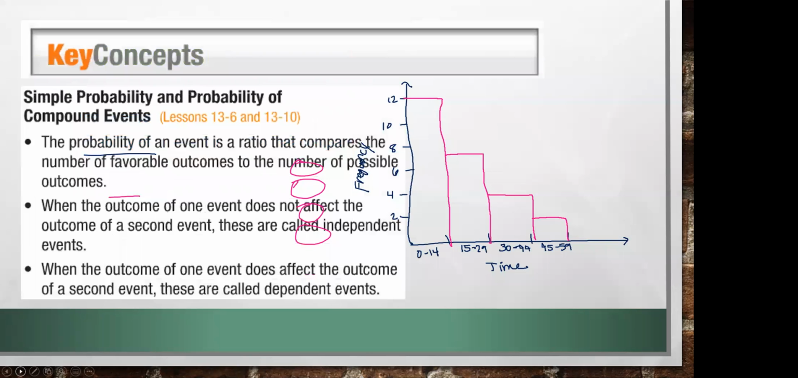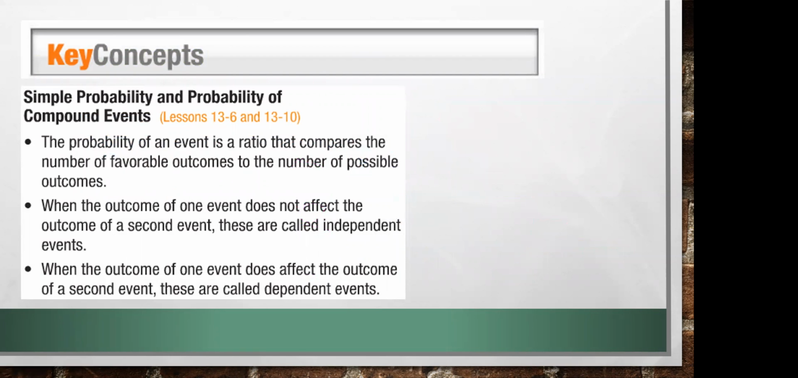Okay. All right, so the next few sections talk about probability, and it says simple probability and probability of compound events. So the probability of an event is a ratio that compares the number of favorable outcomes to the number of possible outcomes. When the outcome of one event does not affect the outcome of the second event, these are called independent events. And when the outcome of one event does affect the outcome of the second event, these are called dependent events.